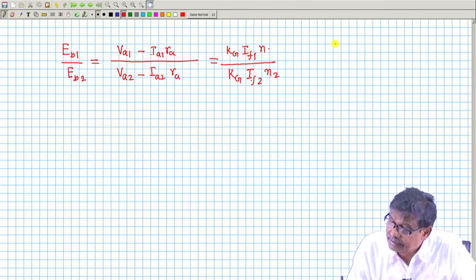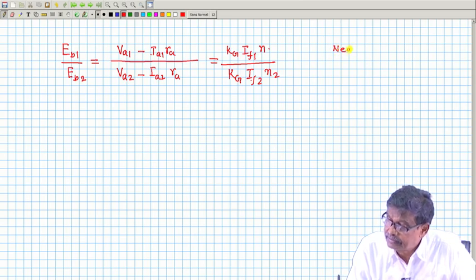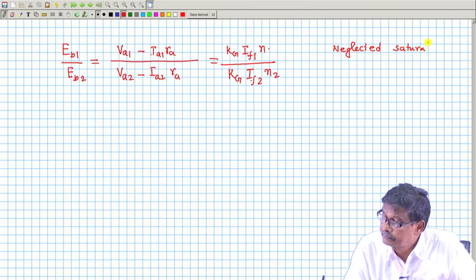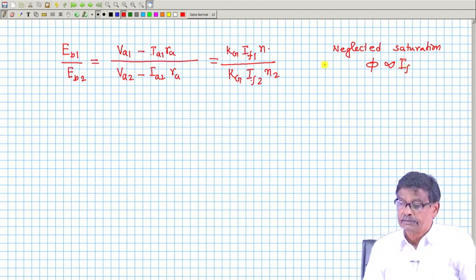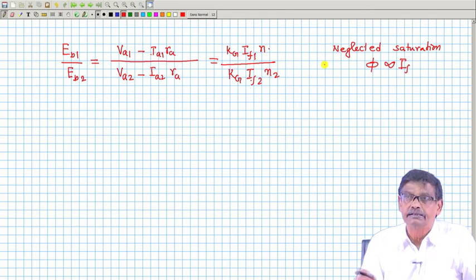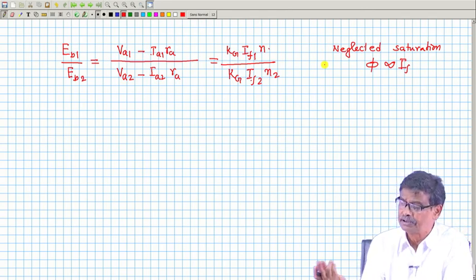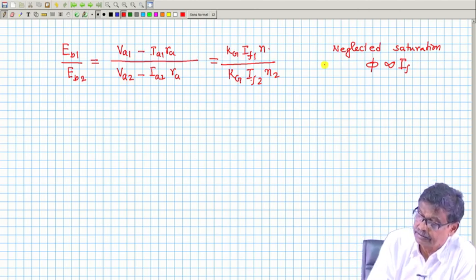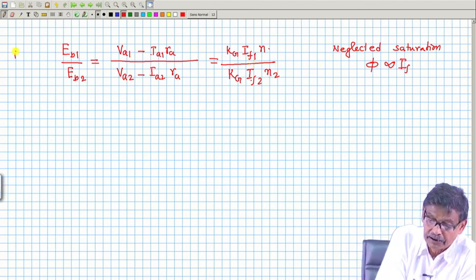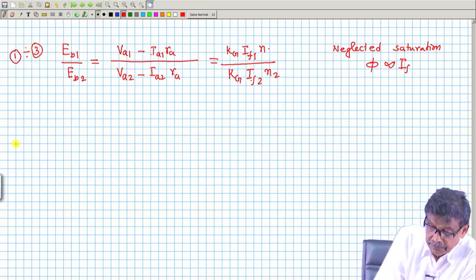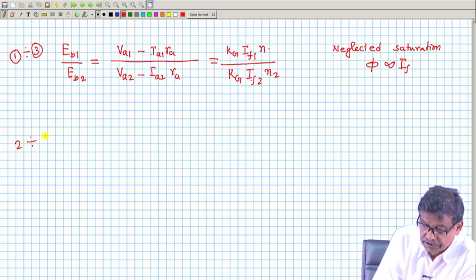Obviously, I have neglected saturation. That is, I have assumed phi is proportional to IF, then only you can do that. Otherwise, K phi n is the voltage. So, phi can be replaced by some other constant into IF. This you get by dividing equation 1 with 3 of the previous equations, then dividing equation 2 with 4.